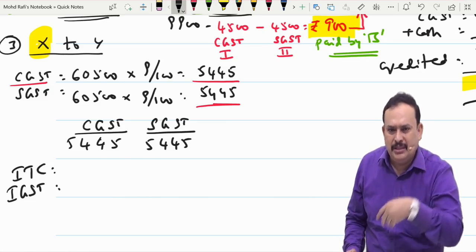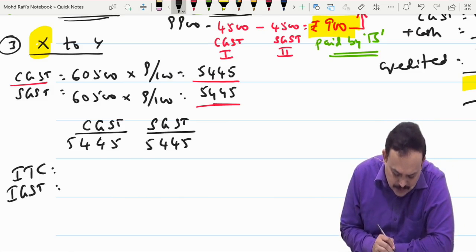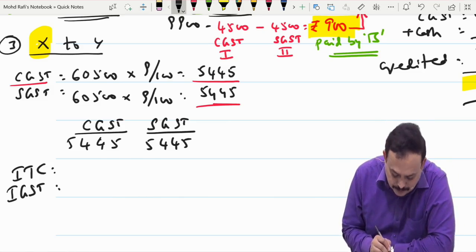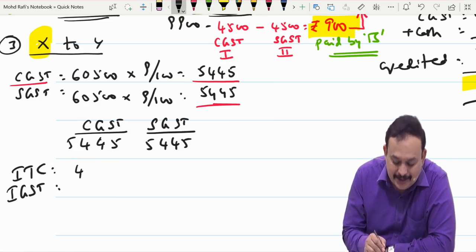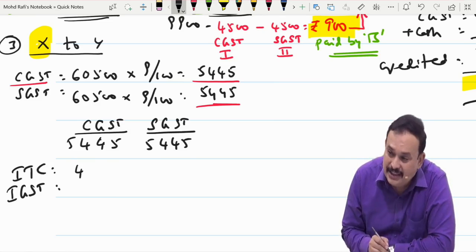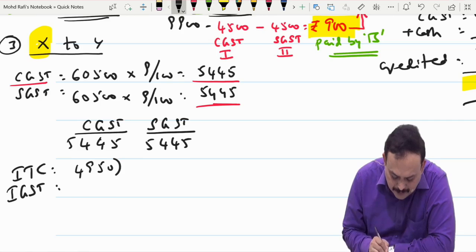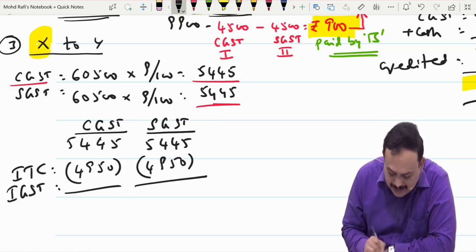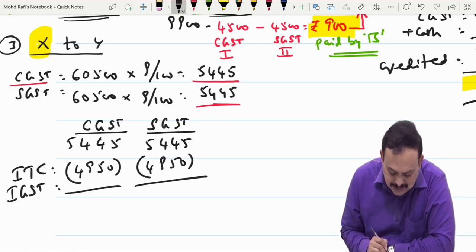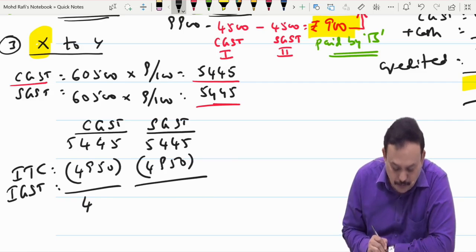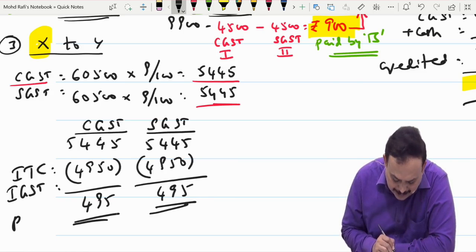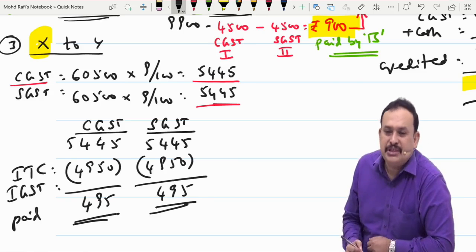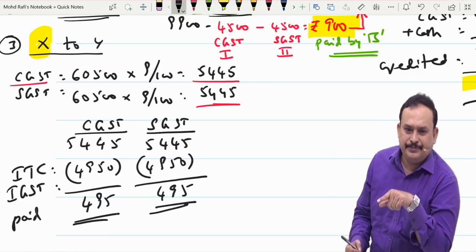Here there is not much impact. Therefore, 9,900 IGST 50-50 means 4,950 and 4,950 I deducted, and only the net amount is paid to the department. CGST how much? 495 and SGST 495 paid by cash, Mr. X. Mr. X paid by cash.